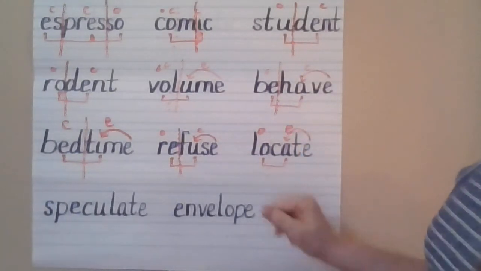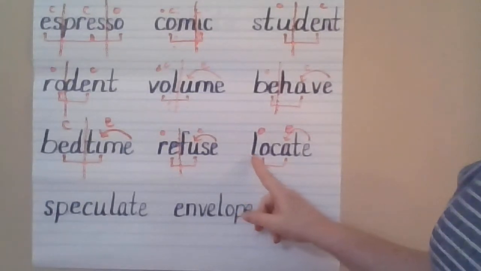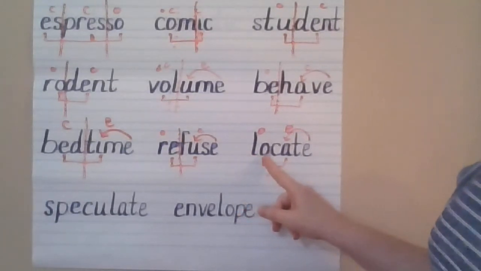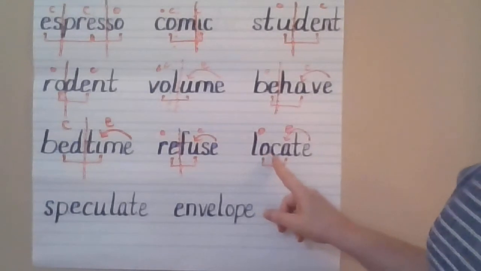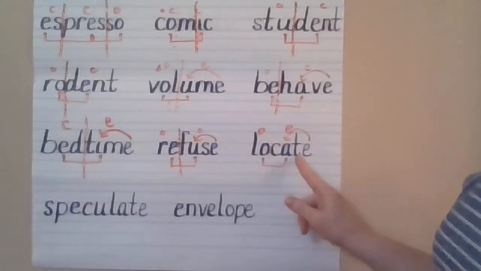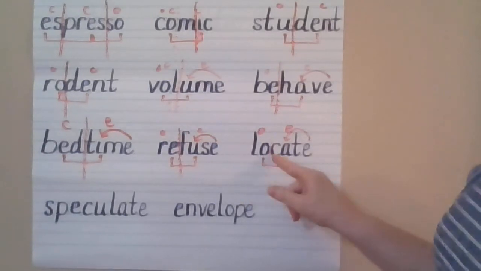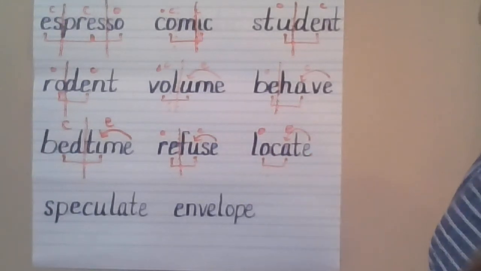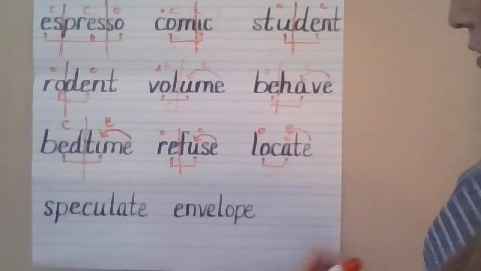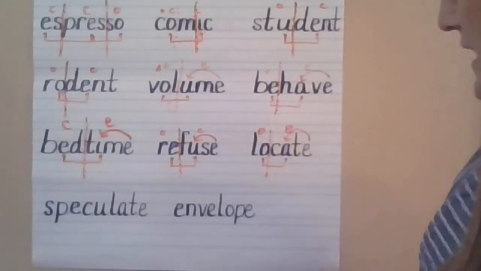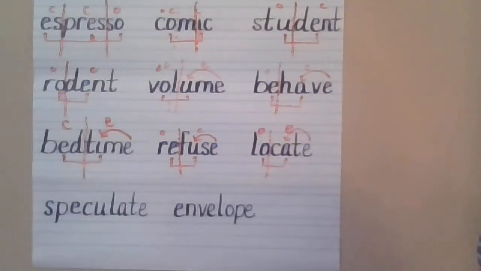All right, so read this syllable with me. Low, Kate. Put those together. Locate. What's the word? Locate. Is that one we know? It sure is. If you locate something, you find it.